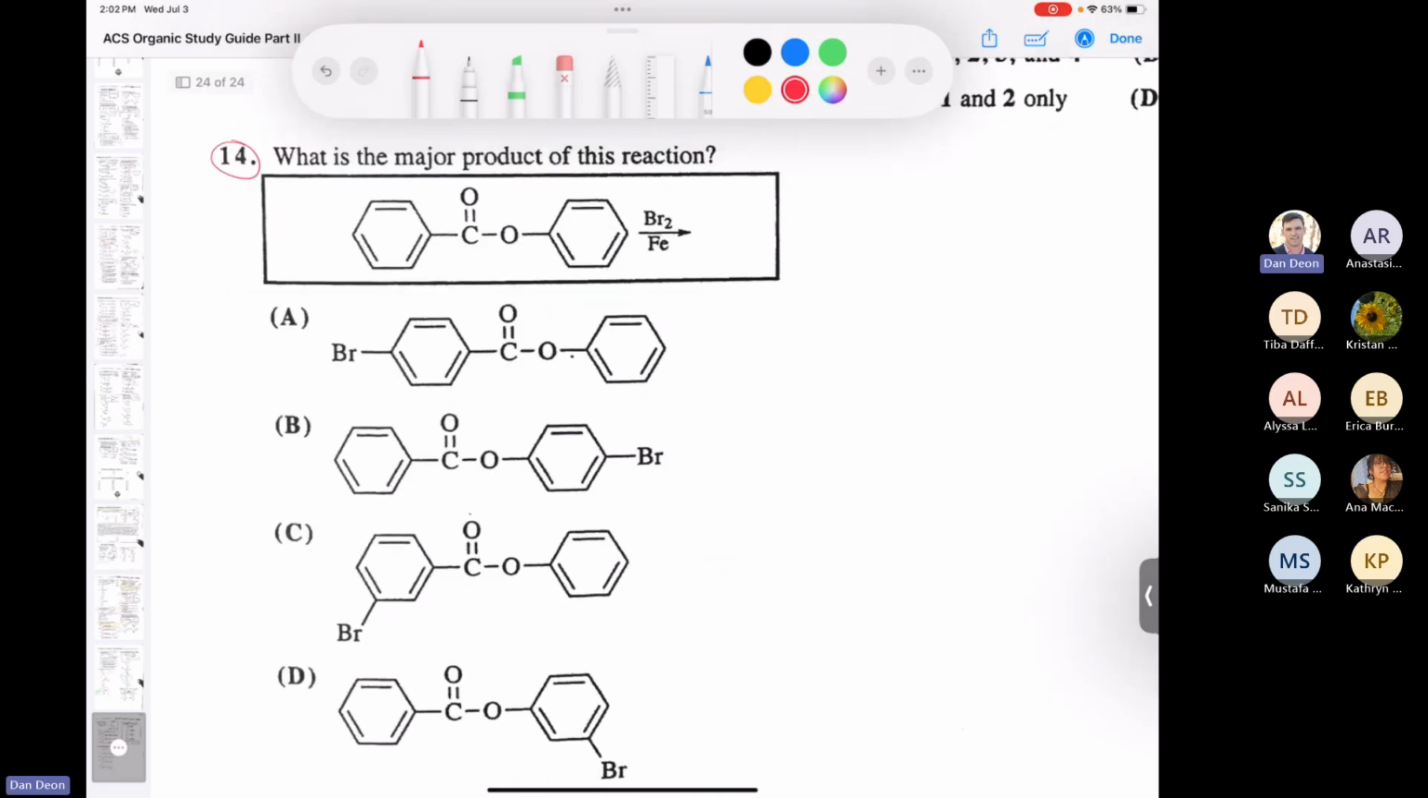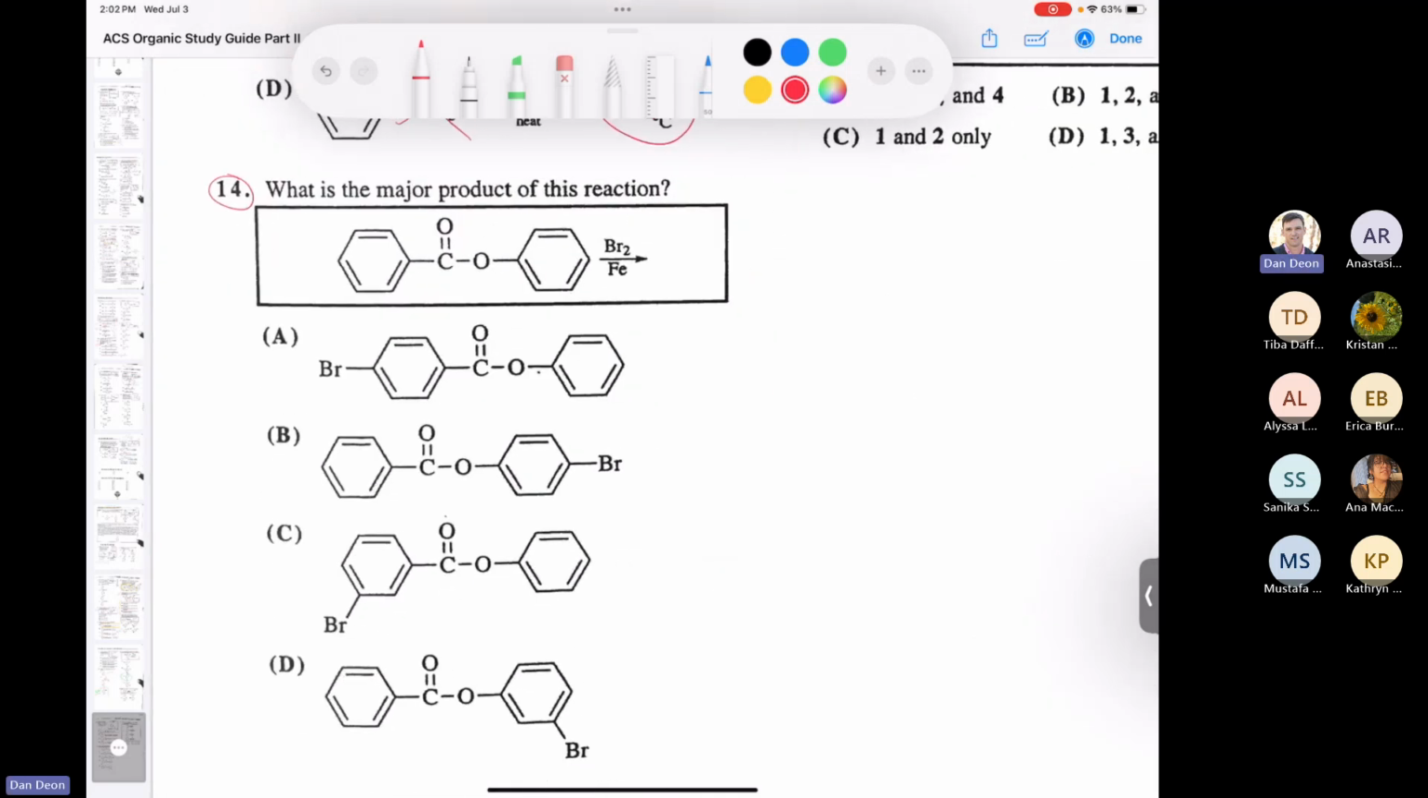Number 14, what's the major product of this reaction? So we have, what would you call this? This is called phenylbenzoate. You're doing a bromination, so where's the bromine going to go? Okay, we have this position. So let me just use my highlighter. Para over here, meta over here, and meta over here. Okay, so none of them would be ortho because it's too sterically hindered.